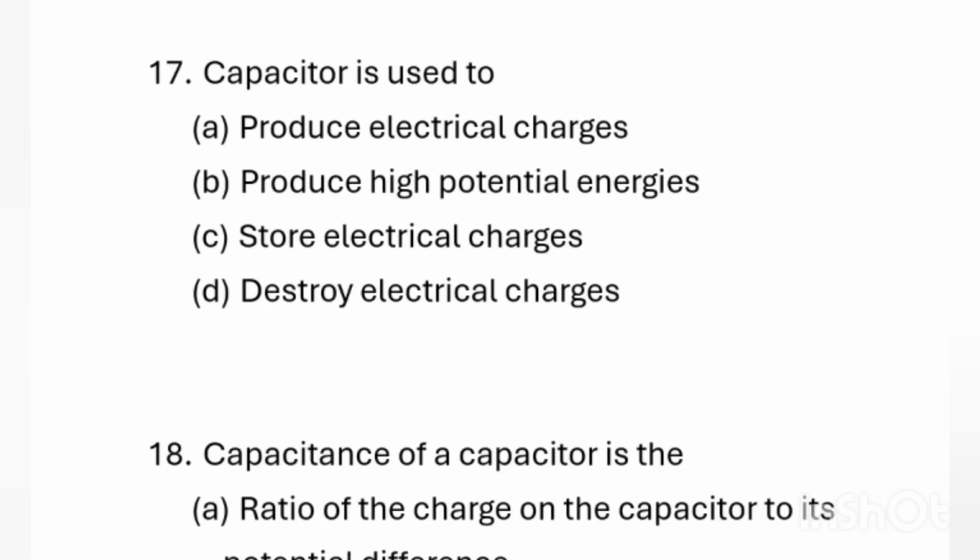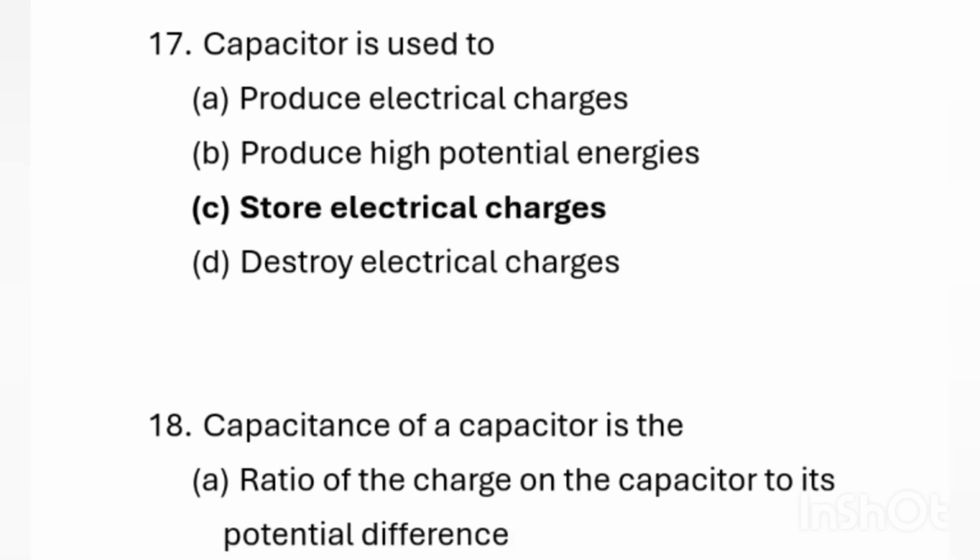Question number 17. Capacitor is used to option A, produce electrical charges. Option B, produce high potential energies. Option C, store electrical charges. Option D, destroy electrical charges. Here the correct answer is option C, store electrical charges.